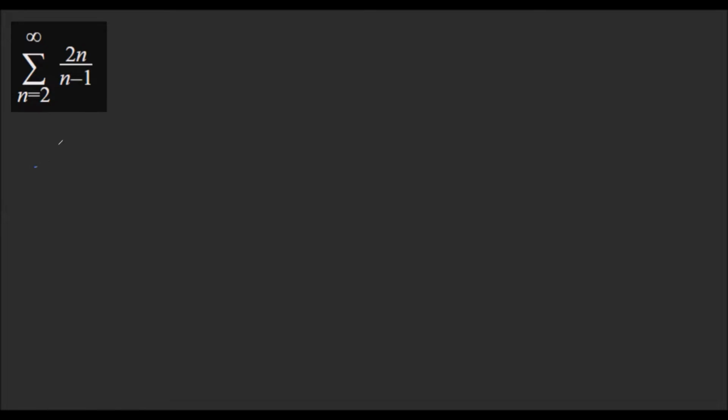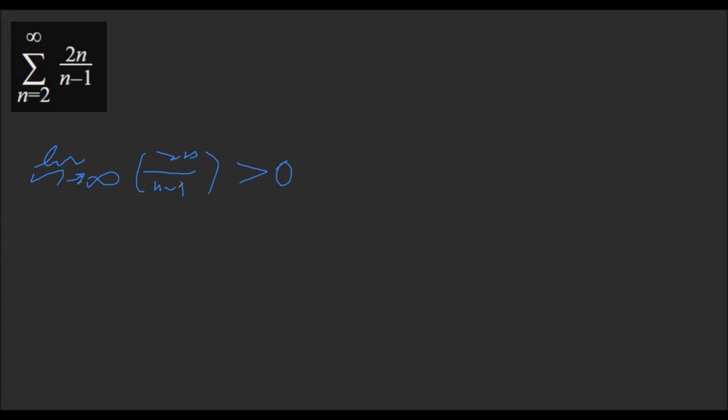We have to find whether or not the limit as n approaches infinity of the expression here, 2n over n minus 1, is greater than 0. If it is, it diverges. And this question is incredibly simple. You'll notice that the limit as n approaches infinity of 2n over n minus 1 is just 2.